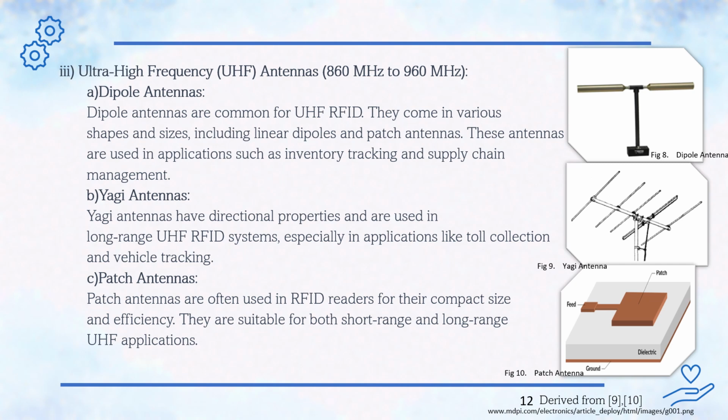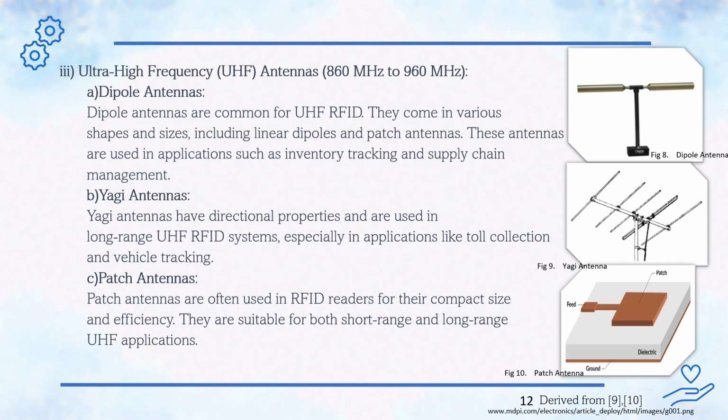Next are the ultra high frequency antennas. The range is from 860 megahertz to 960 megahertz. There are different examples that I have cited here: dipole antennas, Yagi antennas, and patch antennas. Dipole antennas are the most commonly used for ultra high frequency RFID systems. They come in various shapes and sizes, including linear and patch antennas. They are used in applications such as inventory tracking and supply chain management.